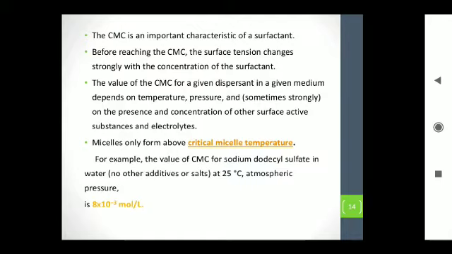The value of CMC for a given surfactant in a given medium also depends on temperature, pressure, and the presence and concentration of other surface active agents. Micelles only form above the critical micelle temperature. For example, sodium dodecyl sulfate in water at 25 degrees centigrade has a CMC of 8 to 24 millimoles per liter.